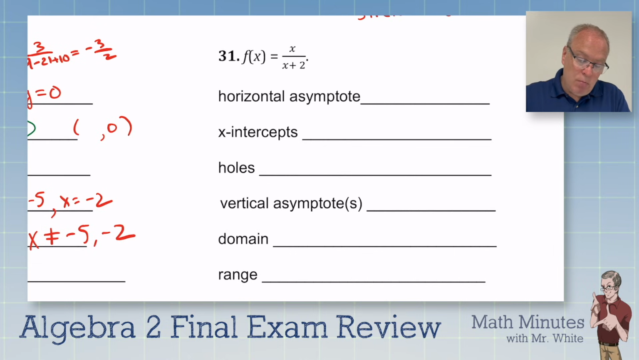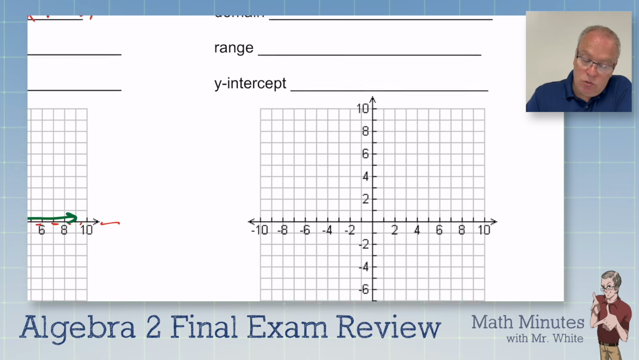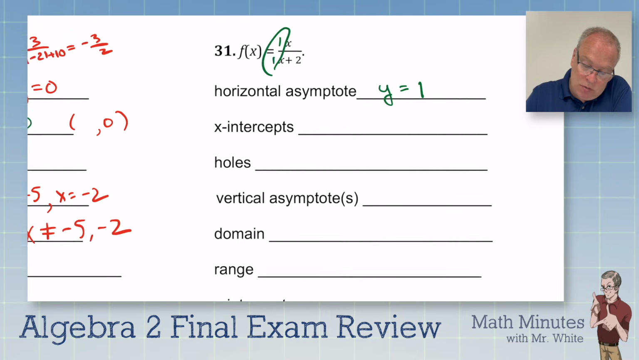All right, I think we have one more graph here. Now this one, do you see how the degree on the top is the same as the bottom? So then we have a horizontal asymptote that is the ratio of the leading coefficients. It's a fraction from the leading coefficients. A lot of students struggle with that. So y equals 1 is your horizontal asymptote. So I'm going to put my dotted line there at y equals 1.